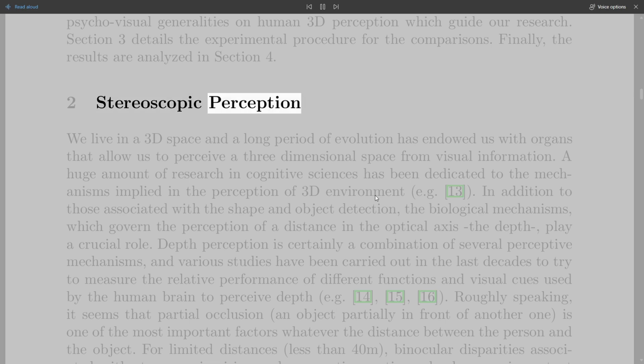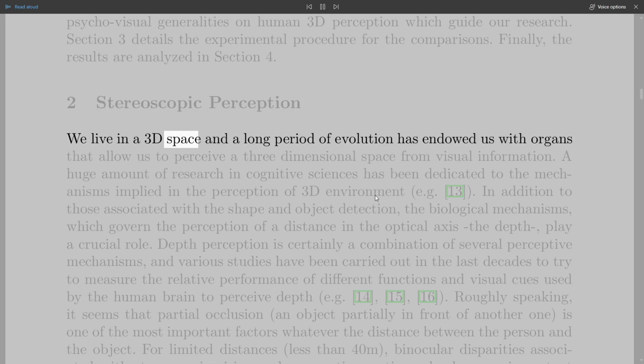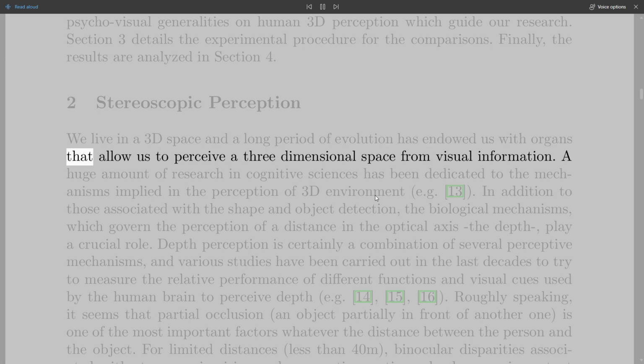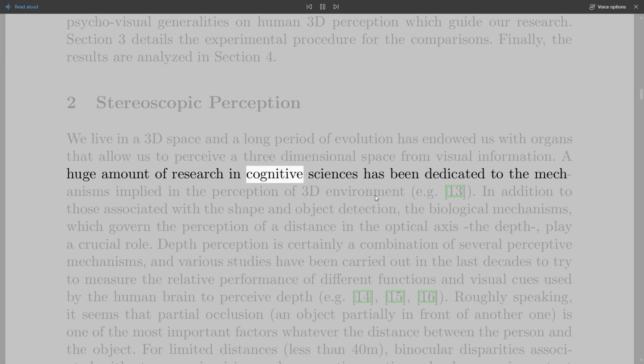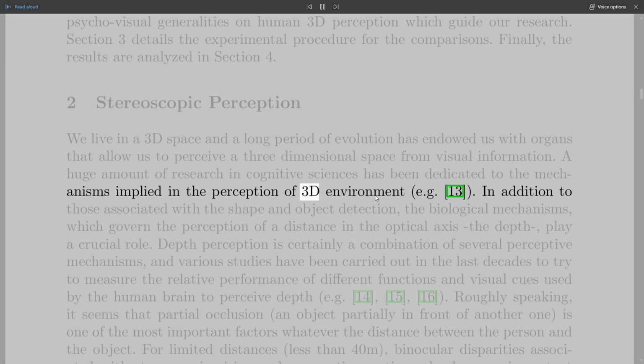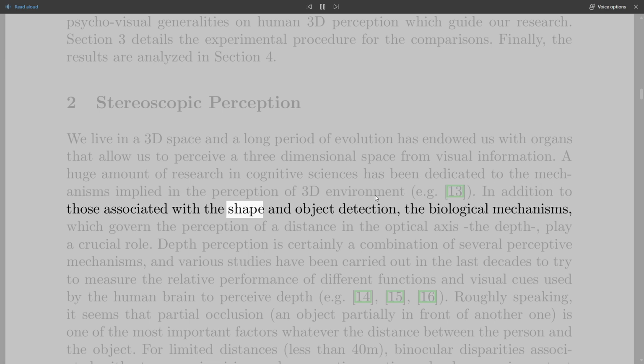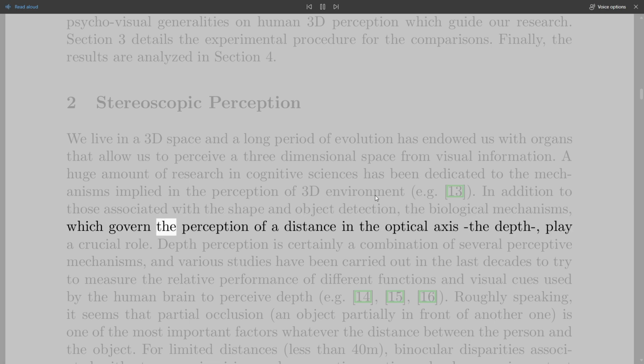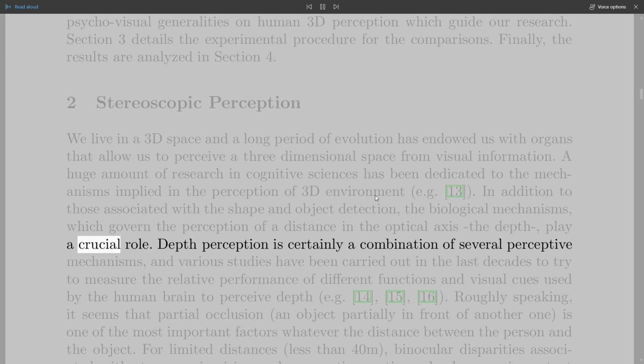Stereoscopic perception. We live in a 3D space, and a long period of evolution has endowed us with organs that allow us to perceive a three-dimensional space from visual information. A huge amount of research in cognitive sciences has been dedicated to the mechanisms implied in the perception of 3D environment. In addition to those associated with the shape and object detection, the biological mechanisms, which govern the perception of a distance in the optical axis, the depth, play a crucial role.